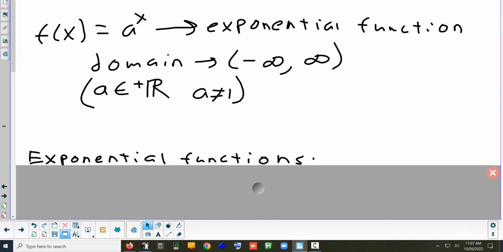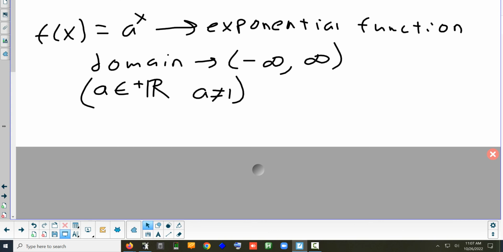Well, I guess I didn't write the range. But in this problem, that's what the range is. It's from 0 to infinity. The domain of an exponential function can never be changed. I don't care if you shift left and right a certain amount, it still is going to go left and right forever. But the range can be changed.